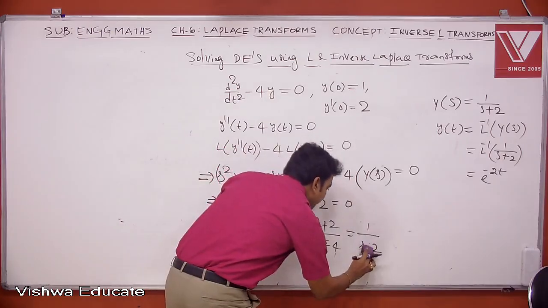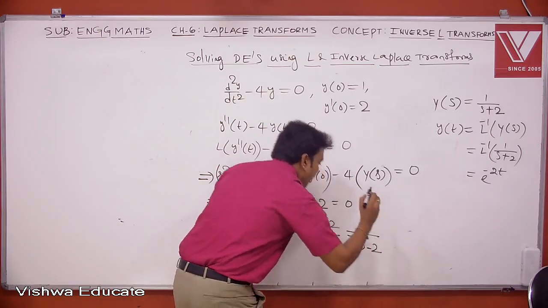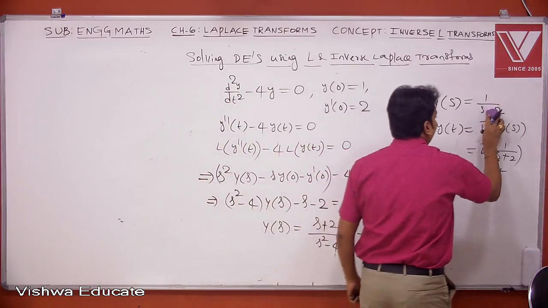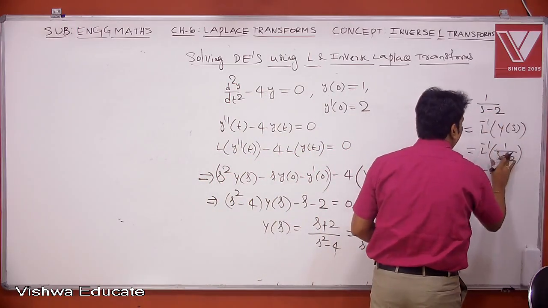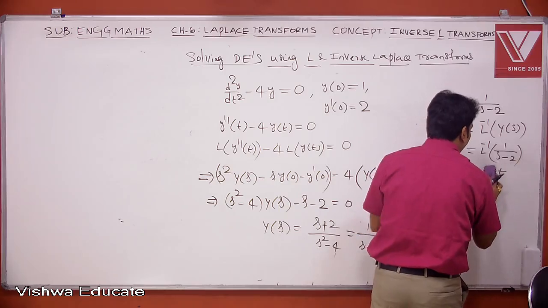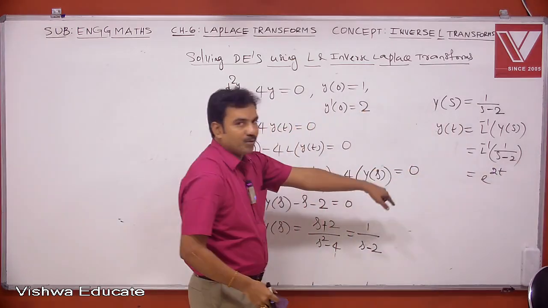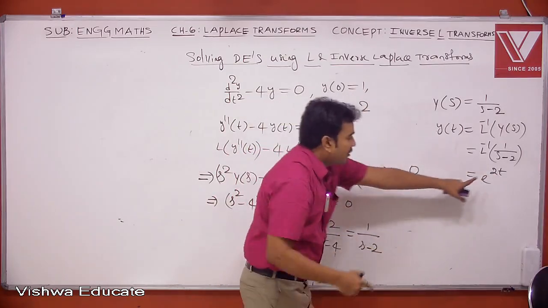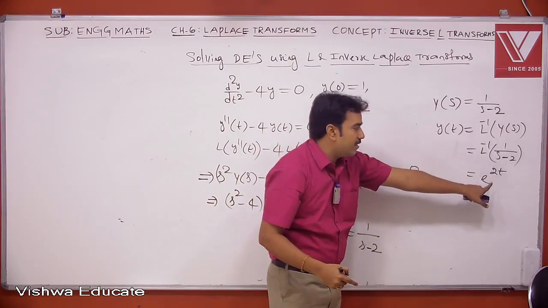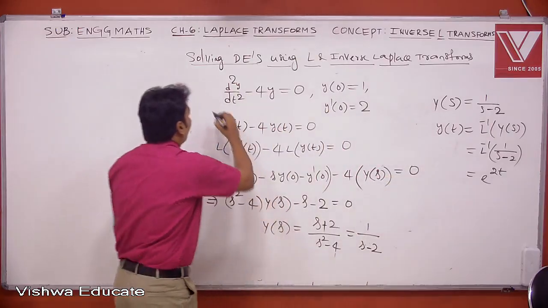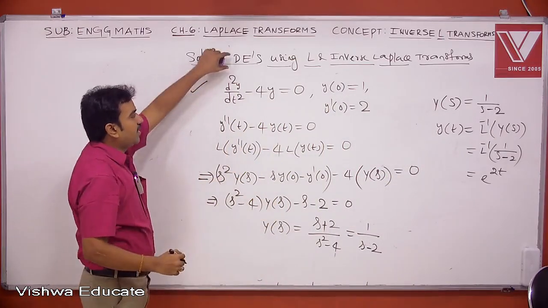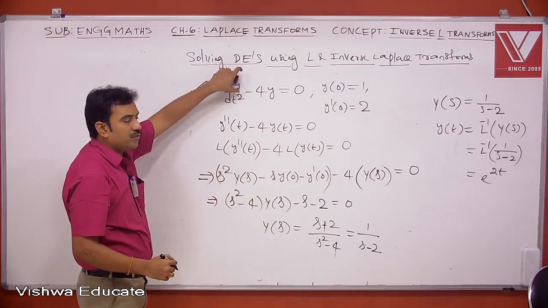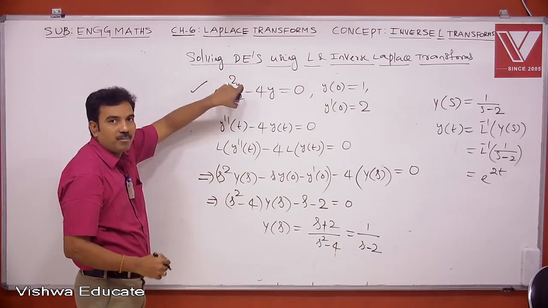Now this becomes 1 by s minus 2. So the result is e power 2t. Now you can easily check it. Y of 0 is 1. Differentiate, and you will get 2 times e power 2t. The condition is 2. So this is the way we can easily solve higher order linear equations with constant coefficients using Laplace and inverse Laplace transforms.